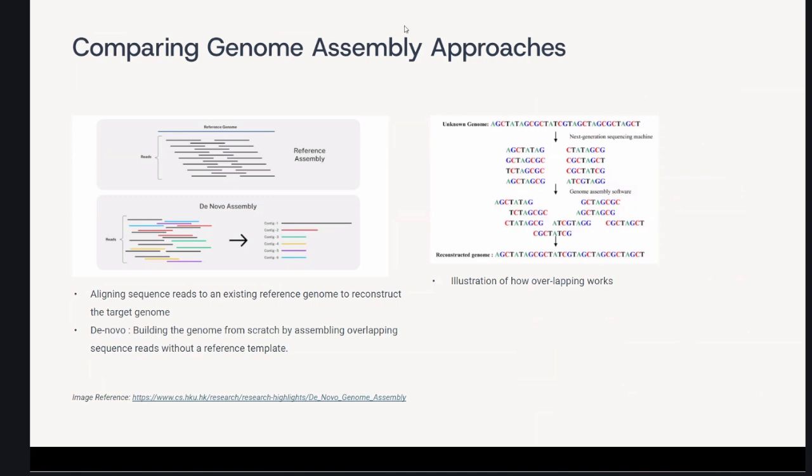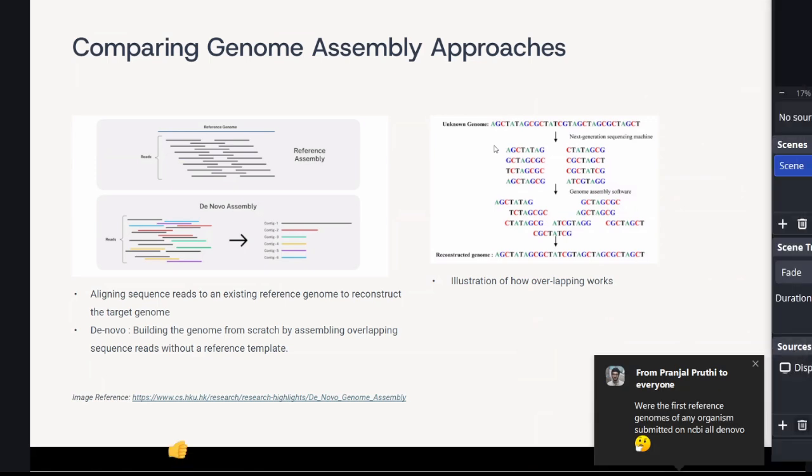So the difference between reference-based and de novo assembly is clear, I think. Can I get some replies or any doubts up until now? You can ask.